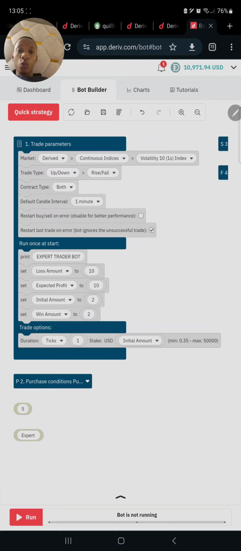So it's a matter of making sure that you have entered the right contract, whether the market is rising or falling. So in this case, how do I know that the market is falling or rising? Make sure the volatility you are using here is the same volatility you use on your chart, so that usiende kusoma a different strategy.